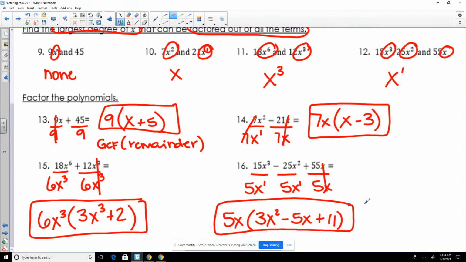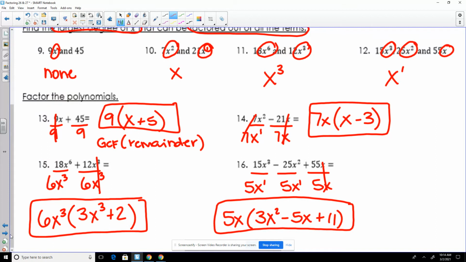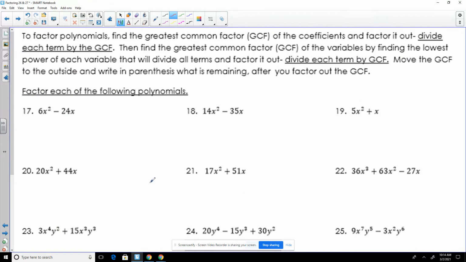Okay, so that is how you factor out the GCF. I'm going to do one more. Actually, I'll go ahead and do 2 more, where you do all the steps in one.